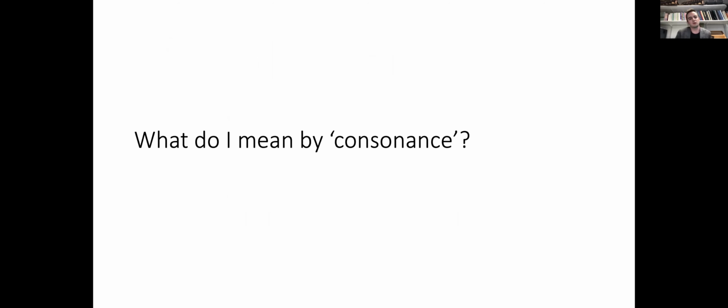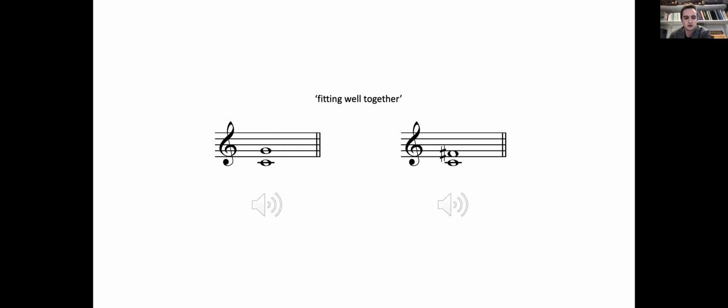So that's spectral. What do I mean then by consonance? Well, a conventional definition of consonance would sound something like this. Consonance is the sense in which certain combinations of tones fit well together when we play them at the same time. And this is very much a subjective judgment, but we do see some consistency between listeners from a given musical culture. So in Western music, the perfect fifth, for example, would traditionally be considered to be a consonant interval, and it sounds like this. Then in contrast, the tritone, just one semitone difference, would usually be considered to be a dissonant interval, sounding like this.